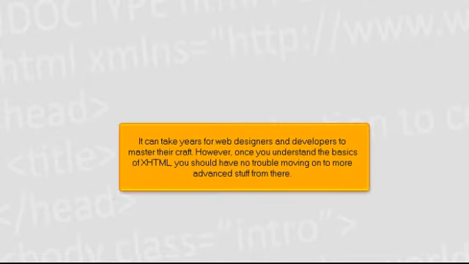You should know right away, though, that neither part of the basic XHTML series will teach you how to create beautiful and complex websites. In fact, you won't learn anything about changing a site's appearance in either series. That will be reserved for the CSS, Cascading Style Sheets series. It can take years for web designers and developers to master their craft. However, once you understand the basics of XHTML, you should have no trouble moving on to more advanced stuff from there.